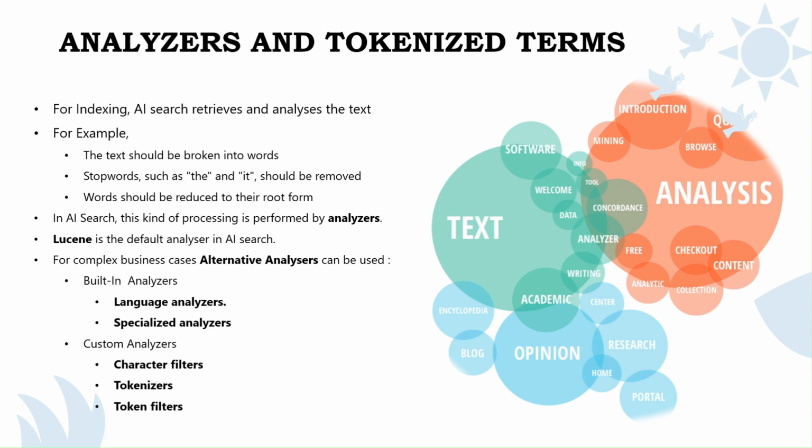In AI Search, this kind of processing is performed by analyzers. If you don't specify an analyzer for a field, by default the Lucene analyzer is used. The default Lucene analyzer is a good choice for most fields because it can process many languages and return useful tokens for your index. But alternatively, you can also specify one of the analyzers that are built into AI Search, and those are of two types basically: language analyzers and specialized analyzers.